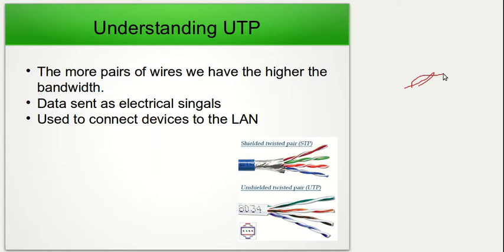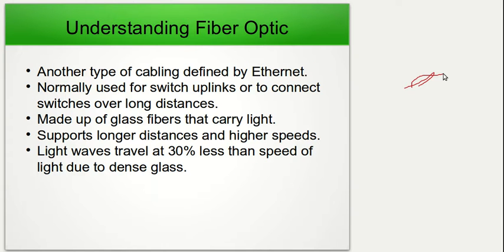And data is sent as electrical signals over the wire. The other type of cabling we have in Ethernet is known as fiber optic cable. Fiber optic cable is normally used for switch uplinks, so to connect our switches together, because we're going to have a lot of traffic running between our switches.